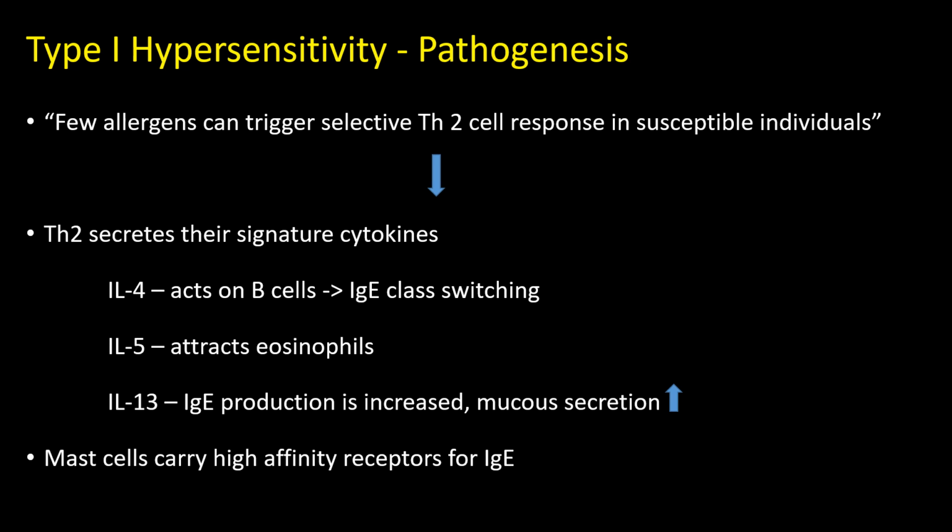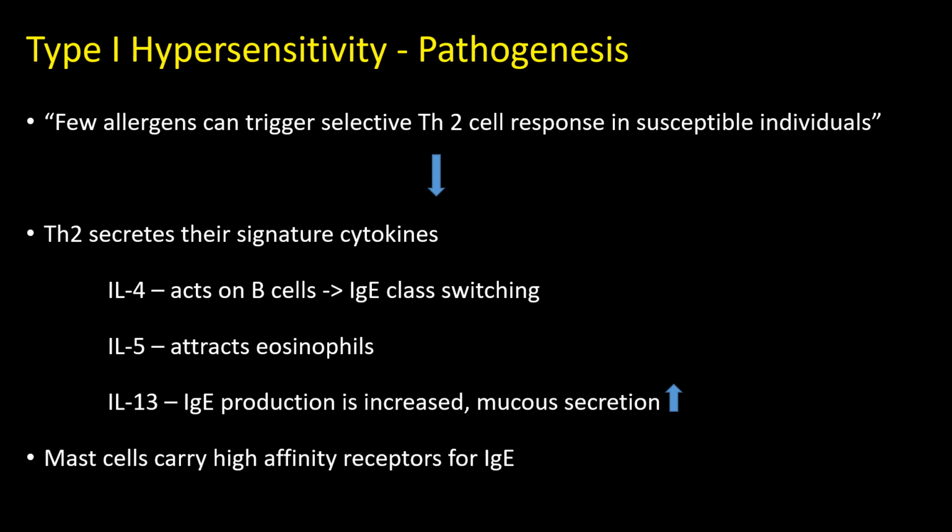We know that when a T cell encounters an antigen which is presented by an antigen presenting cell, depending on the nature of the antigen being presented, Th cells will differentiate into either Th1 or Th2 or Th17 type of cells. A few antigens, for some unknown reasons, preferentially trigger a Th2 type of immune response.